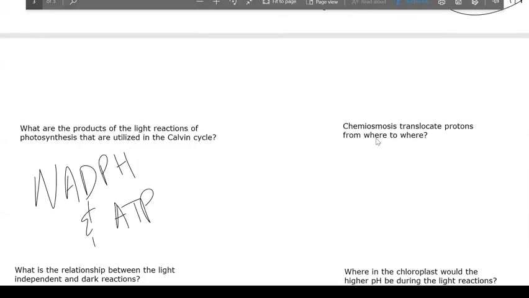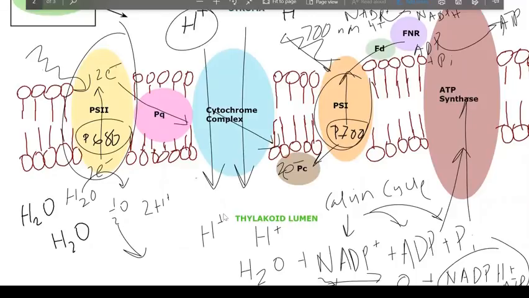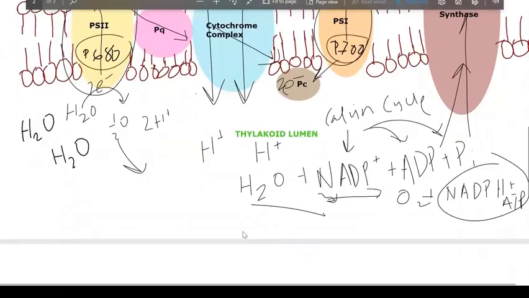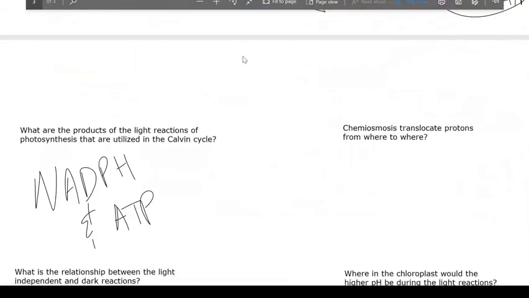Let's see. Chemiosmosis translocates protons from where to where? All right, chemiosmosis is the process through which the electrons that go through the electron transport chain attract the protons from the stroma, and they go through the cytochrome complex into the thylakoid lumen. So it causes a proton gradient. So it goes from the chloroplast stroma to the thylakoid lumen.